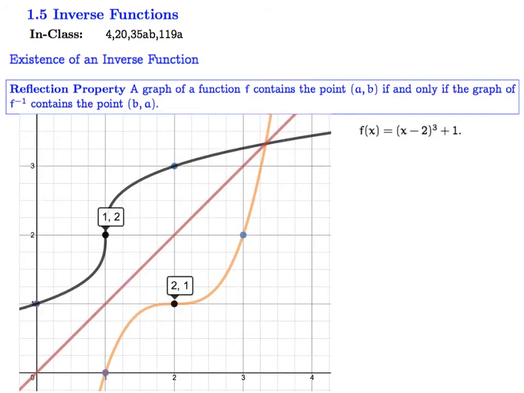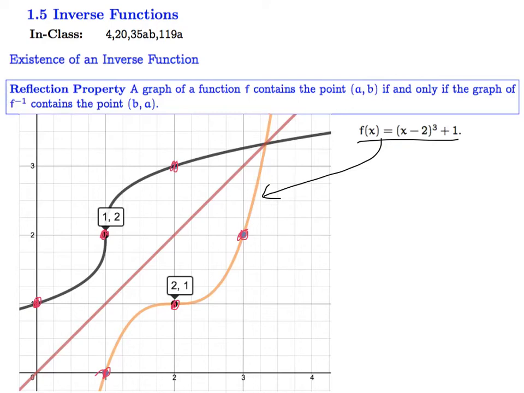Remember that this was our original graph here in orange. And what we've done is we've swapped all of these points on our graph, and they have now become points on the reflected graph. And because we're able to do this with all of our points, we have an inverse function.